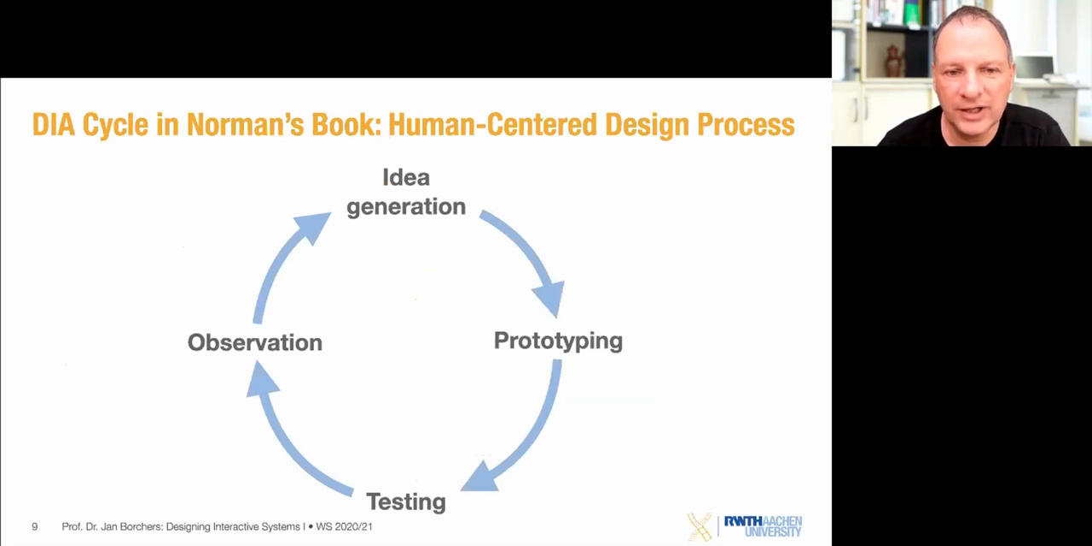As I said, Norman also covers this in a way. So in Norman's book, it's called the human-centered design process, in which the idea generation is very similar to our design phase that we talked about. And prototyping, of course, is what we call implementation. And the testing and observation together are basically our analyze phase. So you can see it's the same philosophy that puts the user at the center of your design process.